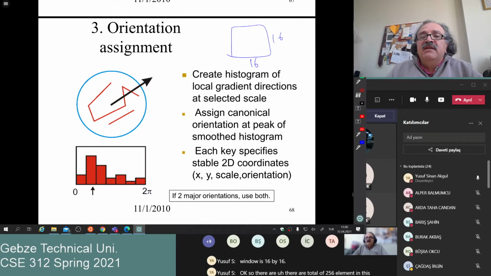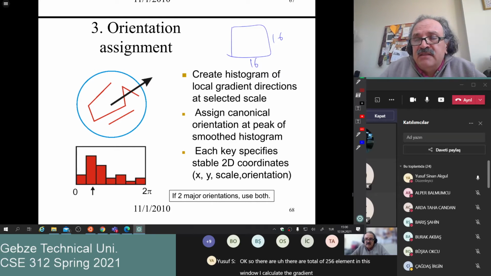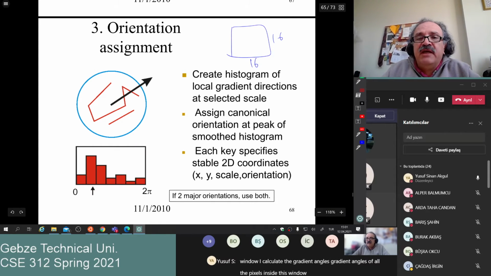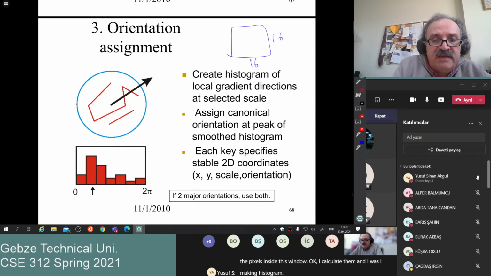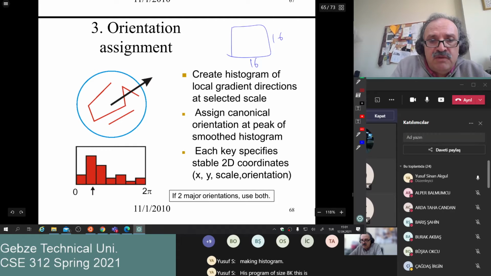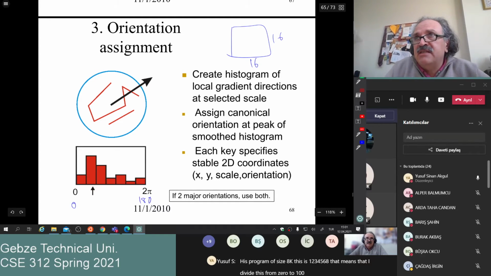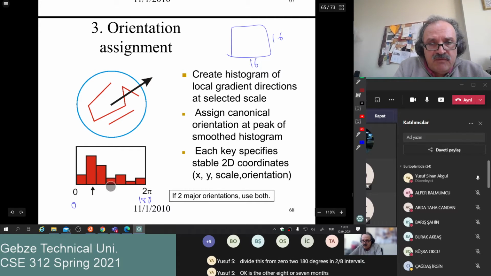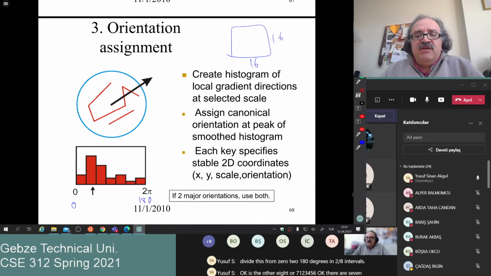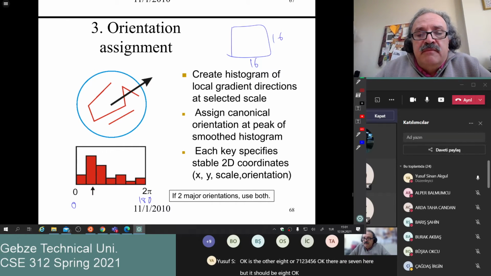I calculate the gradient angles of all the pixels inside this window. Okay, I calculate them, and I make a histogram of size 8. That means that I divide this from 0 to 180 degrees into 8 intervals. Okay, there are 7 bins drawn here, but it should be 8.